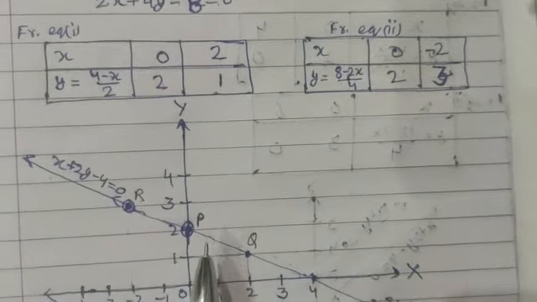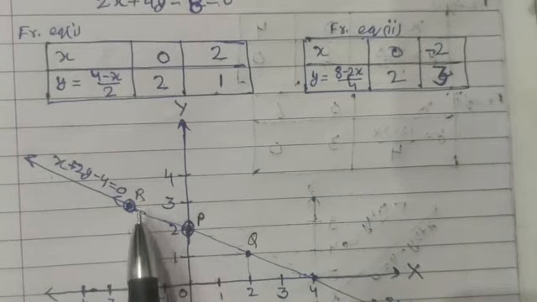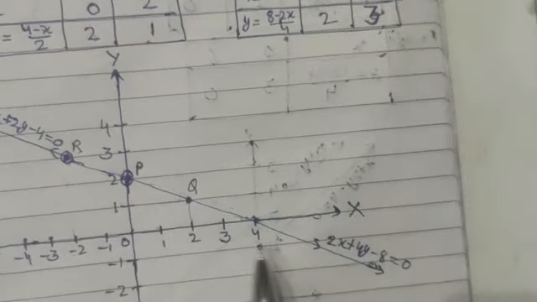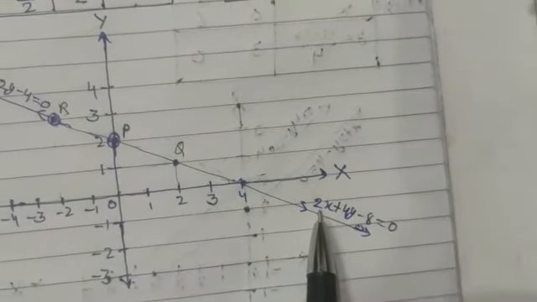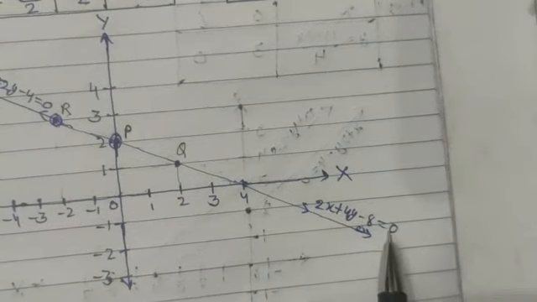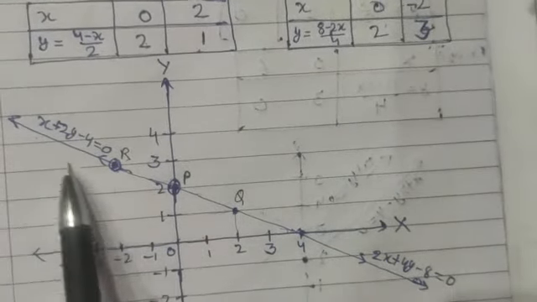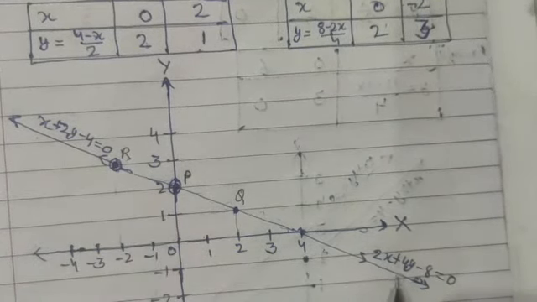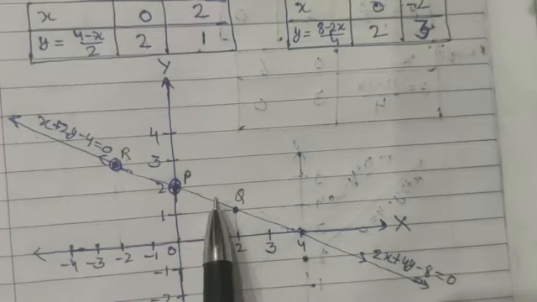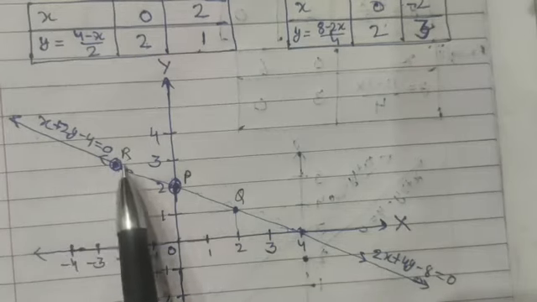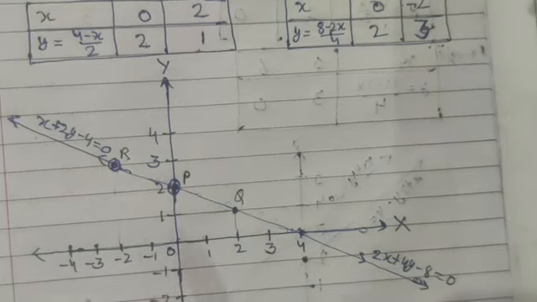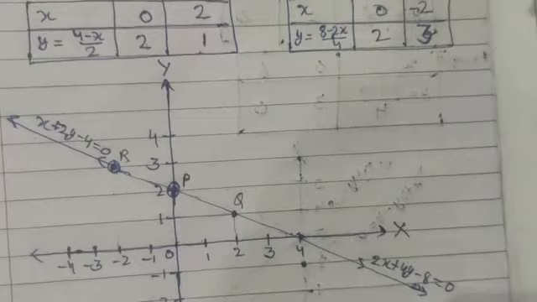Now we are getting 2 points after solving the equation second, that are P and R. So we will join PR and produce them indefinitely. Now this will give us the line of the equation 2x plus 4y minus 8 equal to 0. Now if you see here, both the lines drawn for equation first and second are coinciding with each other. That means every point of this line will be the solution of the given equations, and these lines are dependent on each other and are consistent.